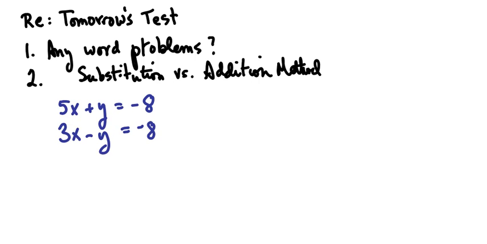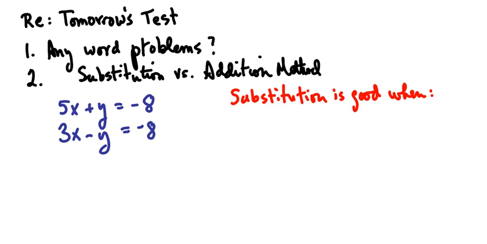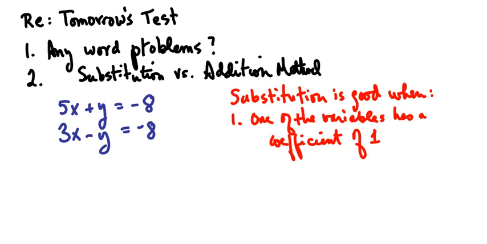When is substitution going to work? Well, the substitution method is good when one of the variables has a coefficient of 1. That means the number that's in front of the x or the y is a 1. Now, often you won't see the 1 there, but if you see the variable by itself, we assume that it's multiplied by 1. So in this case, both the first equation and the second equation has the y that has a coefficient of 1. So what you would do in that case is solve for y.